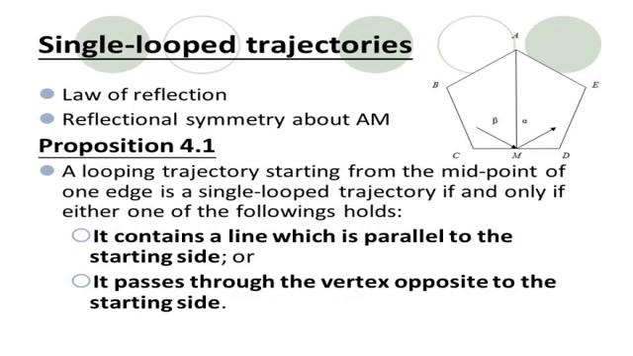Then we go into the study of single loop trajectories. By the law of reflection, we prove that a single loop trajectory must contain a line which is parallel to the starting side or passes through the vertex opposite to the starting side.